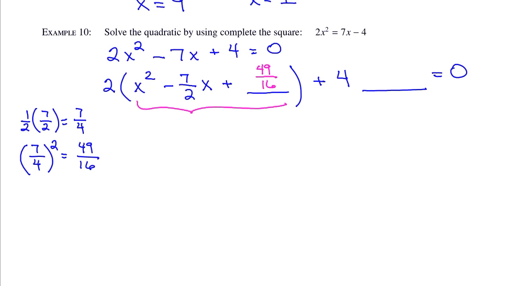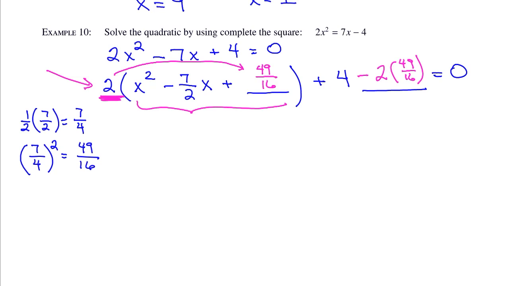Now notice that that is not exactly what was added to the equation. The 2 from the lead coefficient would distribute to the 49 over 16. So what we have actually added is 2 times 49 over 16. And thus, that is what we need to subtract on the right side. 2 times 49 over 16. So make sure you take into account the lead coefficient whenever you're finishing the complete the square part.